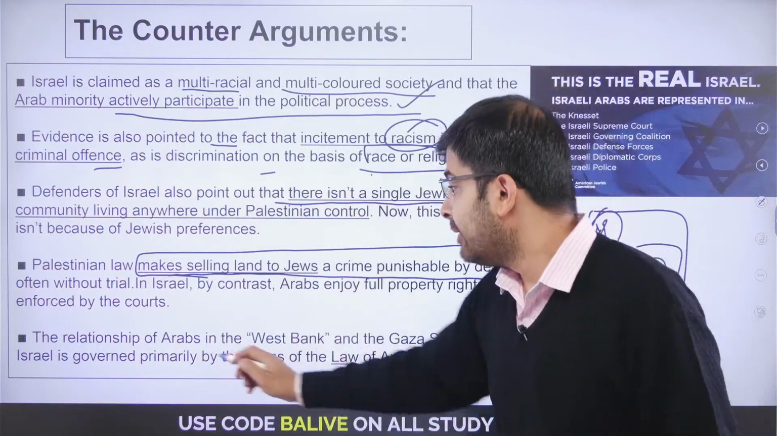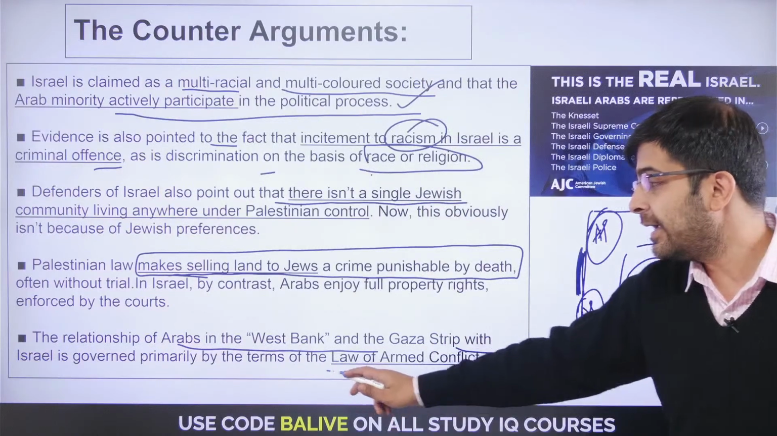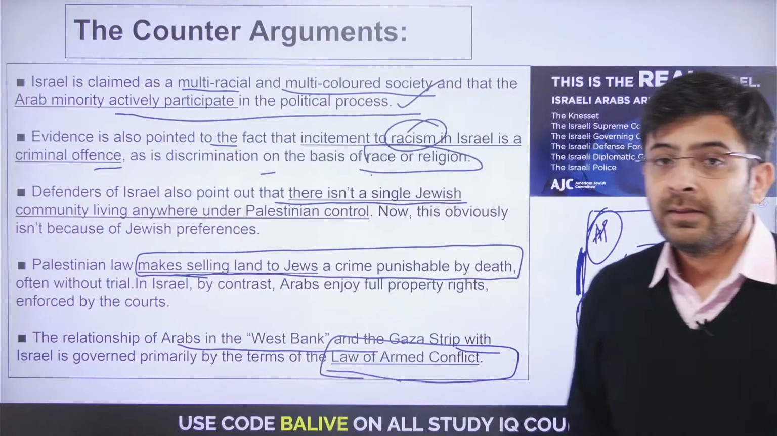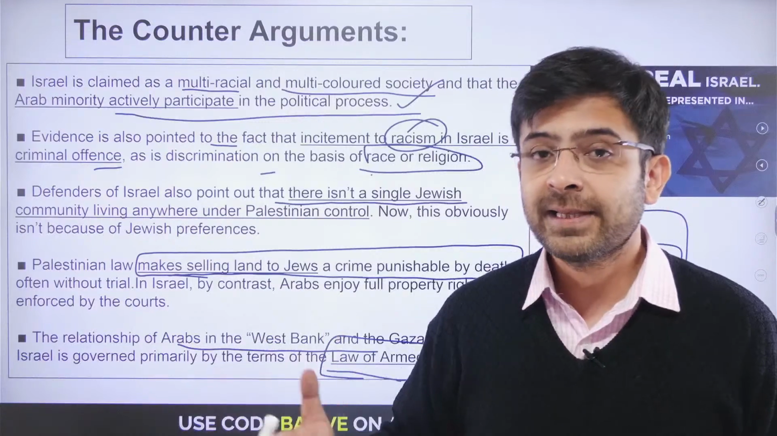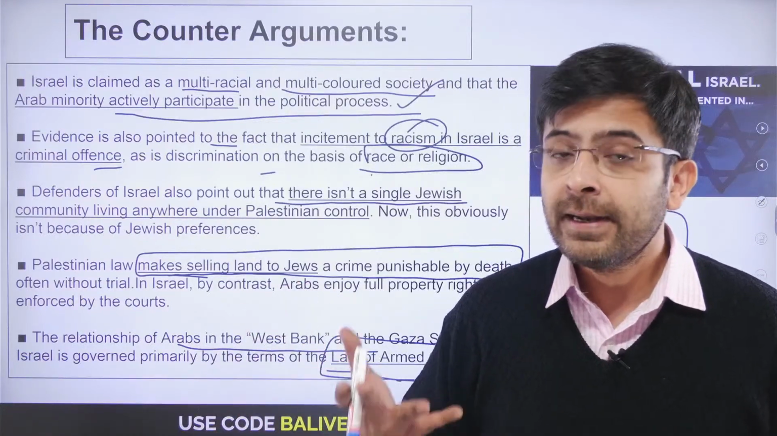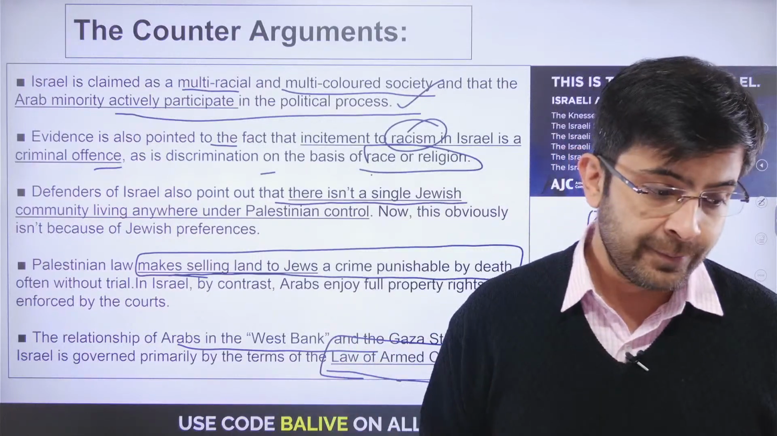And number 5, the relationship of Arabs in the West Bank and the Gaza Strip is governed primarily by the terms of the law of armed conflict, right? That they are under international convention governed by a different law, which means they will be required to be given different treatment. And this is how Israel defends itself against the accusation of apartheid.